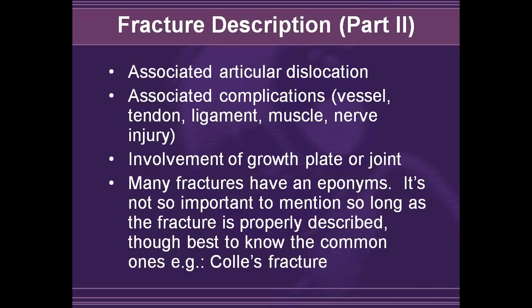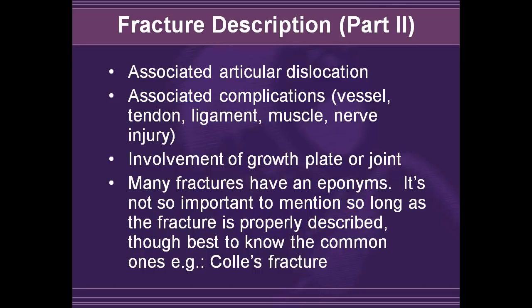Other things to describe include associated articular dislocations in the nearby joints, such as a shoulder dislocation and a fracture of the humeral neck. Other complications such as vessel, tendon, ligament, muscle, or nerve injury. Involvement of growth plates in the case of children. Involvement of joints is also important.